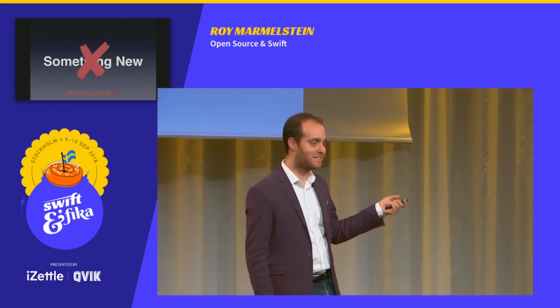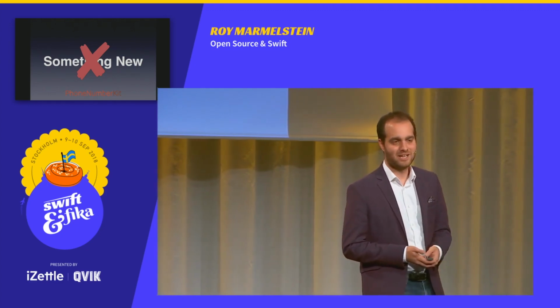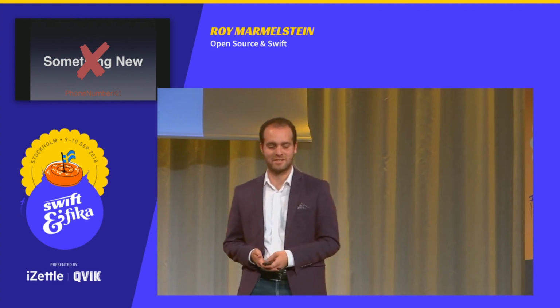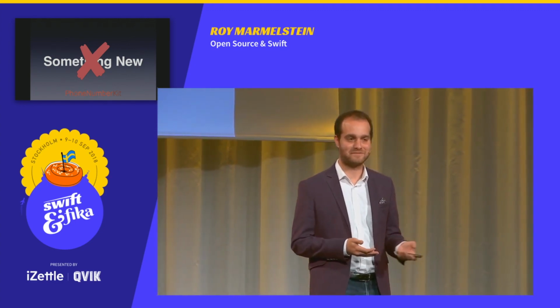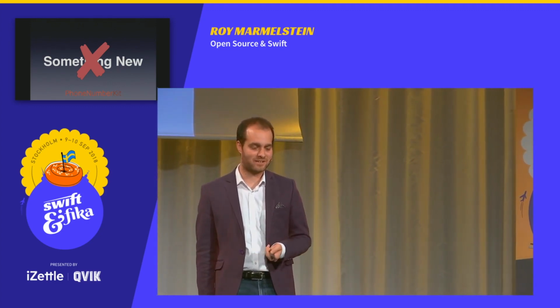Like with PhoneNumberKit, which I mentioned, PhoneNumberKit is essentially a port of libPhoneNumber, which is a framework that Google has built. It's available in Java and JavaScript. PhoneNumberKit itself doesn't do anything new. It just does the same stuff in Swift. And yet the community found it very valuable to have that kind of project.